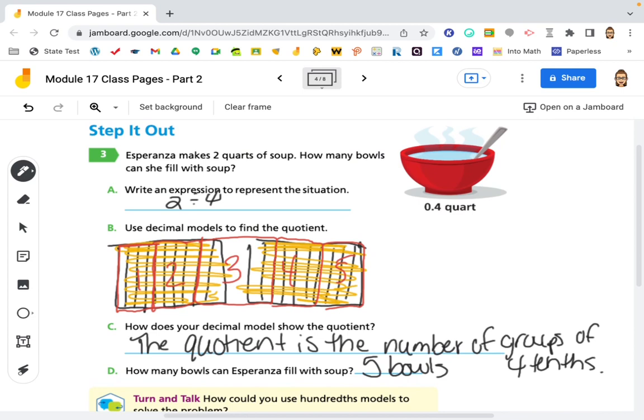So that is all for today's lesson. Hopefully you are now able to divide a decimal by a decimal using a concrete or visual model. Remember, in order to be a math person, all you have to do is be a person and do math.